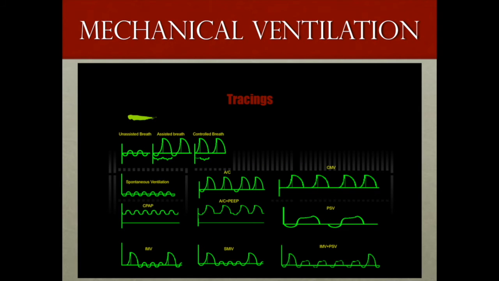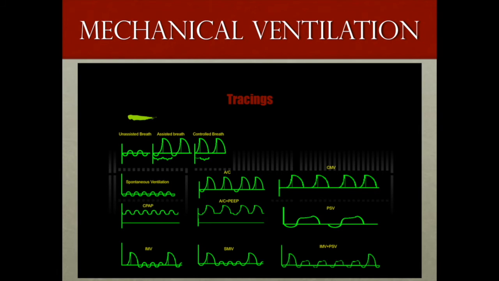Here we have examples of different tracings. Up top we can see unassisted or spontaneous breathing, and then the two types of mandatory breathing, assisted breaths and controlled breaths. Again, the assisted having the negative inspiratory trigger. Below it we see a longer example of spontaneous ventilation, and below it is spontaneous ventilation with CPAP applied. Again, the whole inspiratory and expiratory process is raised by the level of centimeters of water of CPAP that are applied. Next to it, we can see assist control and then assist control with PEEP applied.